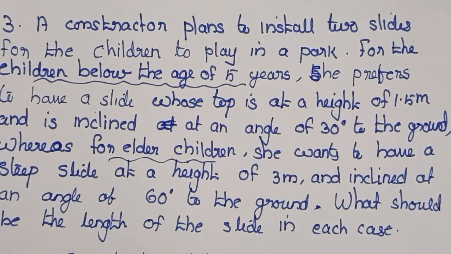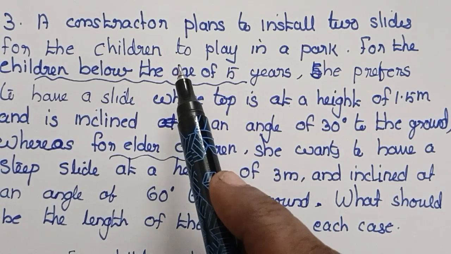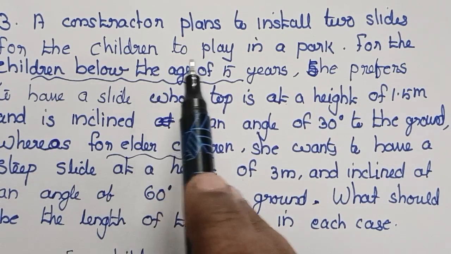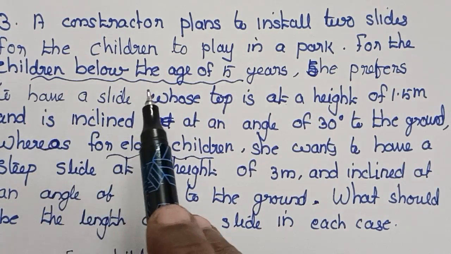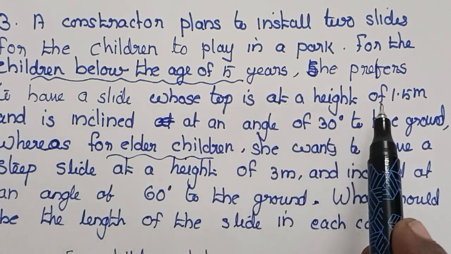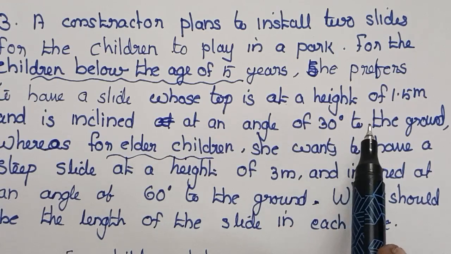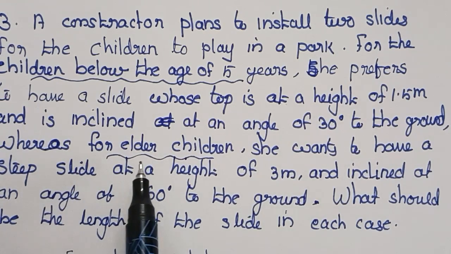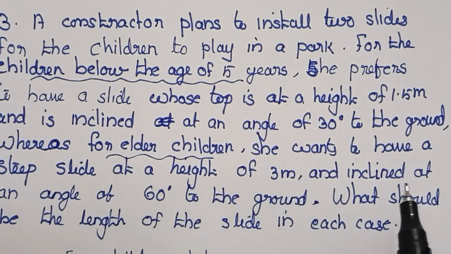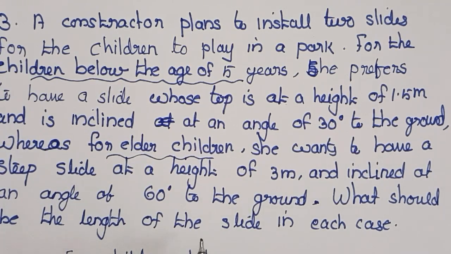Third question. A constructor plans to install 2 slides for the children to play in a park. For the children below the age of 5 years, she prefers to have a slide whose top is at a height of 1.5 meter and is inclined at an angle of 30 degree to the ground. Whereas for elder children, she wants to have a steep slide at a height of 3 meter and inclined at an angle of 60 degree to the ground. What should be the length of the slide in each case?